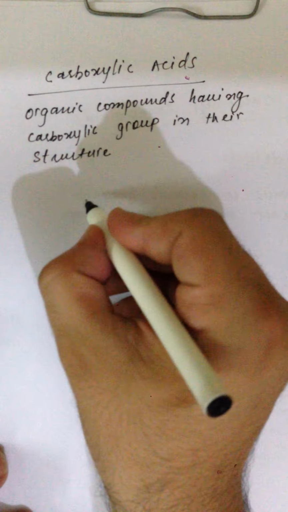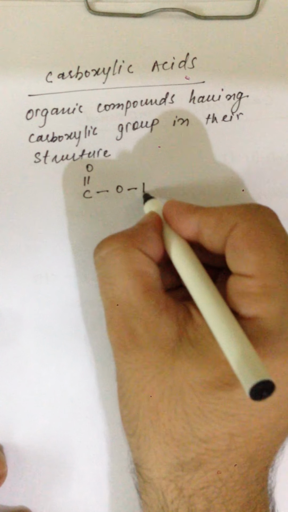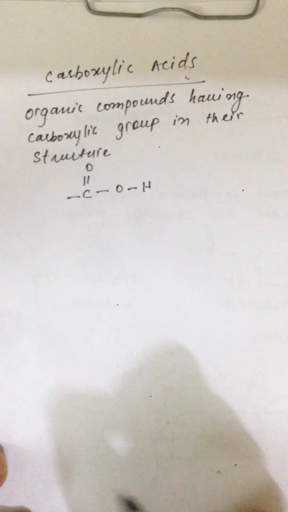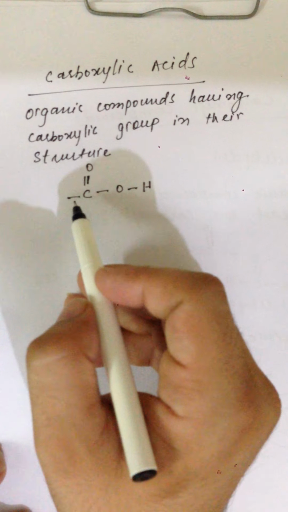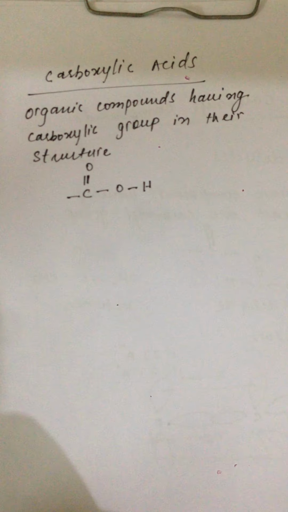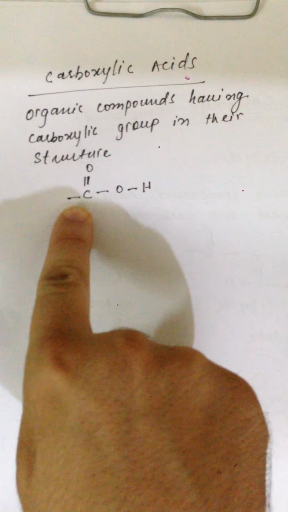What is a carboxylic group? The carboxylic group looks like this. The carboxylic group is attached to organic compounds from this carbon atom.